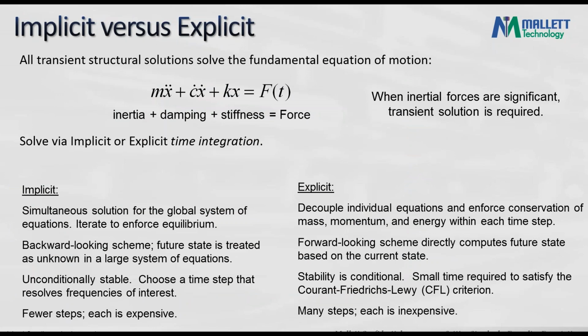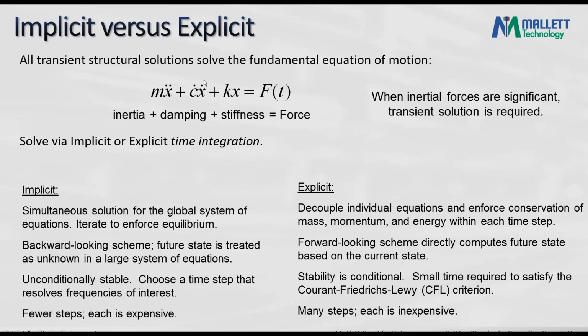So, implicit versus explicit. We'll do a little math. I'll try to be quick and just give an overview here. Basically, we've got the equation of motion. Everybody knows F equals ma, right? This is mass times acceleration. We've got a damping term, and our good old Hooke's law is the stiffness or elasticity contribution.